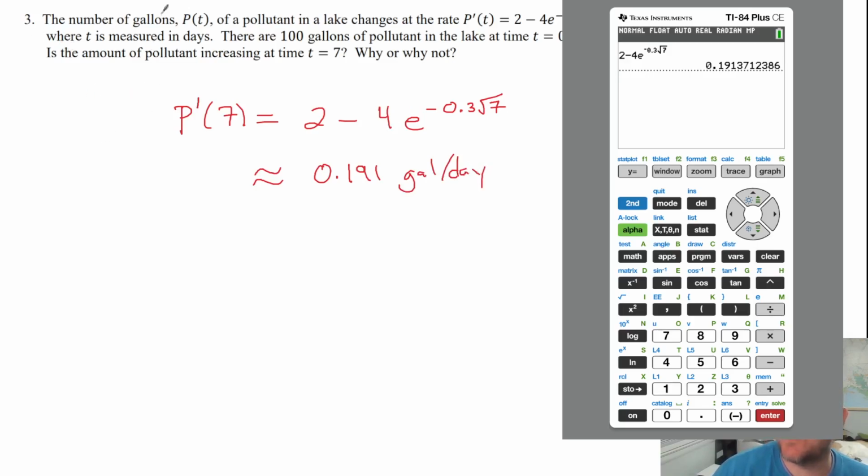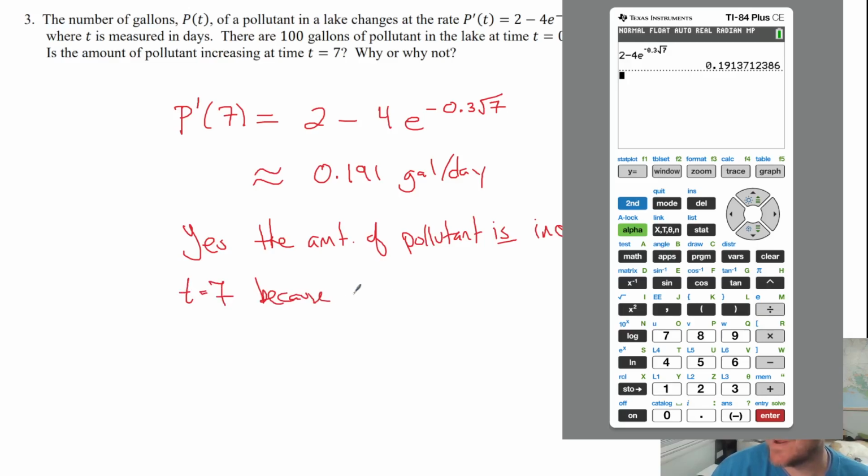And they're asking, is the amount of pollutant increasing at time 7? So you're saying yes, the amount of pollutant is increasing at t equals 7 because p prime of 7 is positive. And that's really all you have to say in terms of your answer to why or why not, is just make sure you're letting me know that yes, it's increasing because the derivative at that time is positive, and that's plenty. That covers every base.